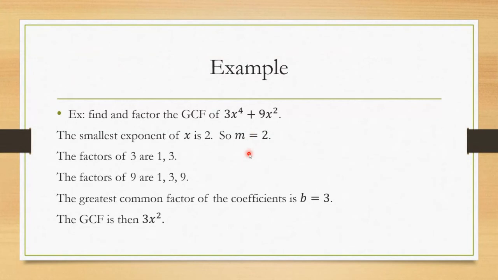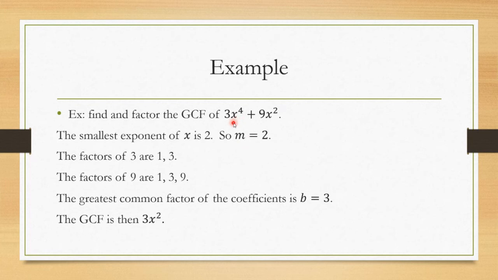Now, what about 3 and 9 to get b? Well, what are the factors of 3? Factors here can only be positive. I mean, some math courses, they will allow negative numbers to be factors. But in this class, for the purposes of factoring here with the GCF, we're not going to do that. Factors can only be positive. Factors of an integer.